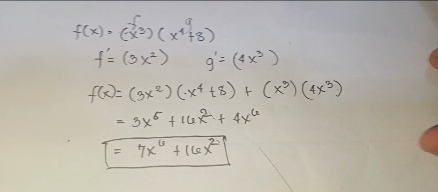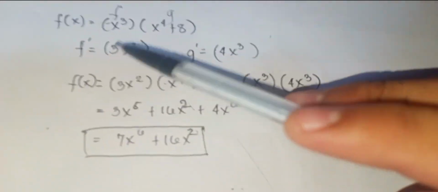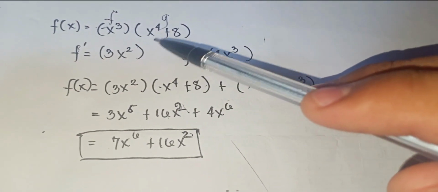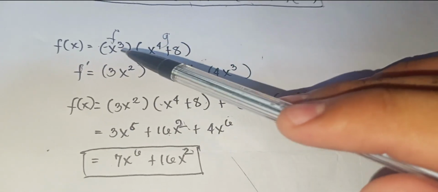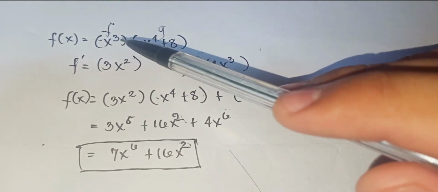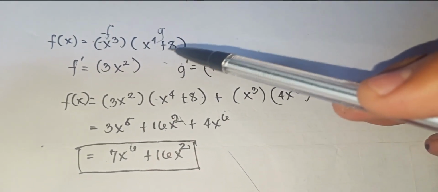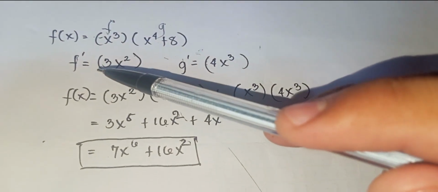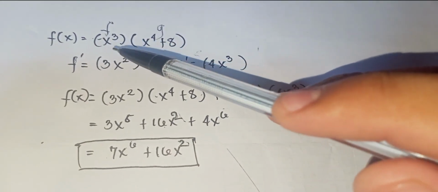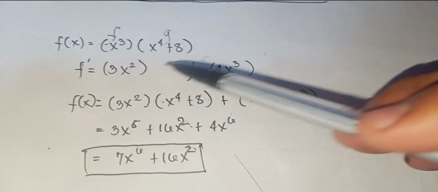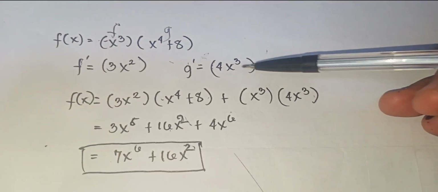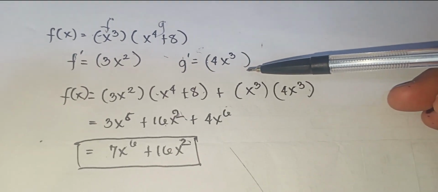And there's a second problem, which is f of x is equals to x to the power of 3 multiplied by x to the power of 4 plus 8. And our f is this one, x to the power of 3, and our g is x to the power of 4 plus 8. And finding the f prime, you need to have the derivative of f, which is 3x to the power of 2, and the derivative of g, which is 4x to the power of 3.